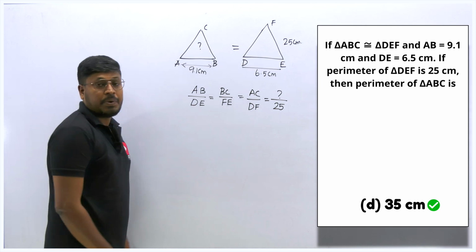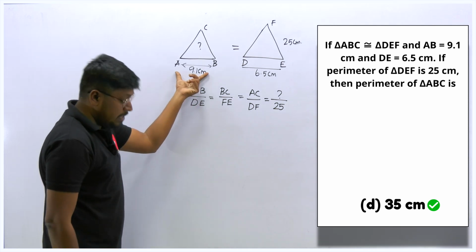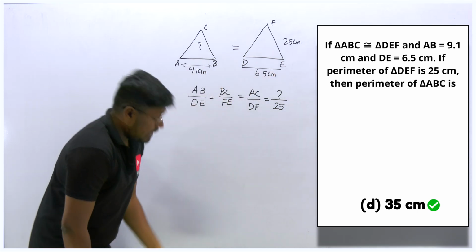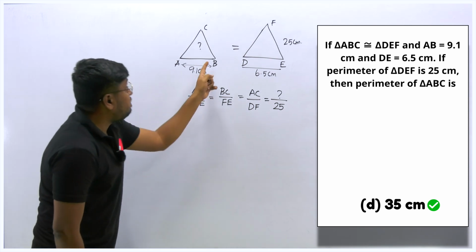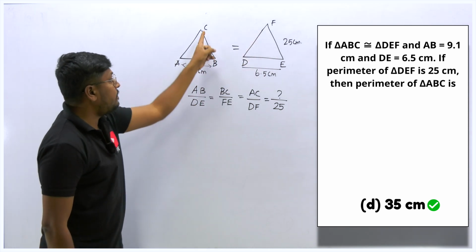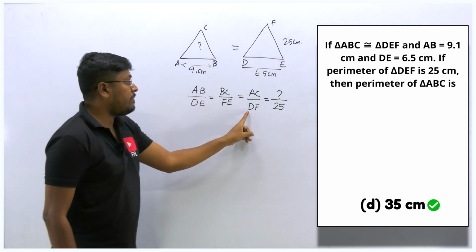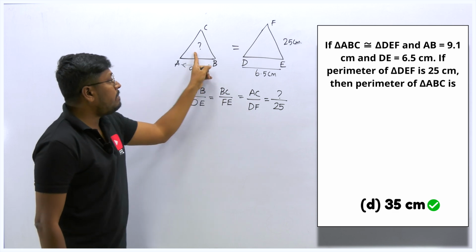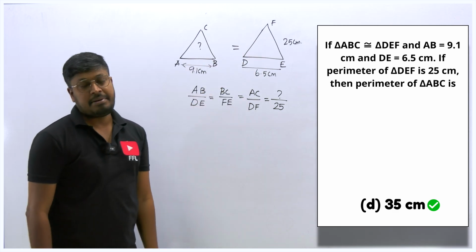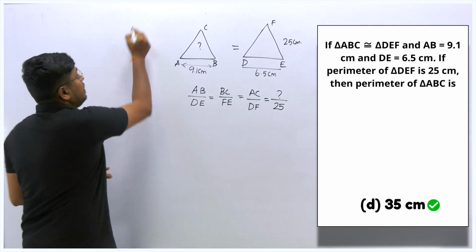So friends, understood or not, right? Just listen here, AB will be parallel to DE, BC will be parallel to EF, AC will be parallel to FD. And the first triangle's perimeter corresponds to the second triangle's perimeter. That is called congruent. You can draw it like this, right?